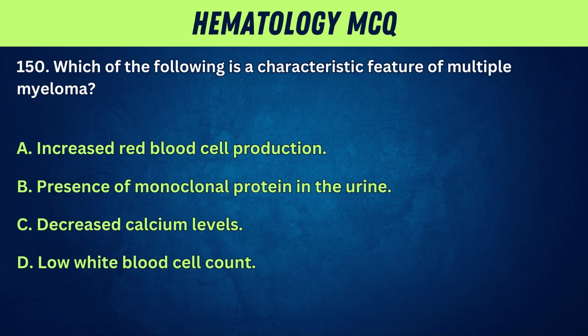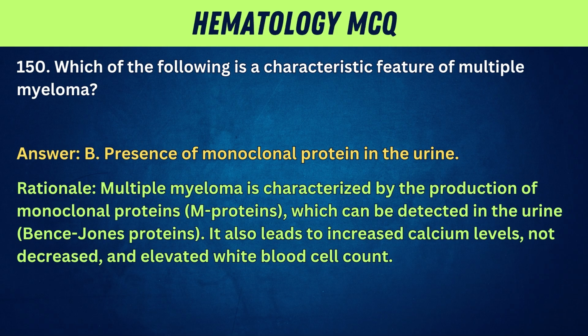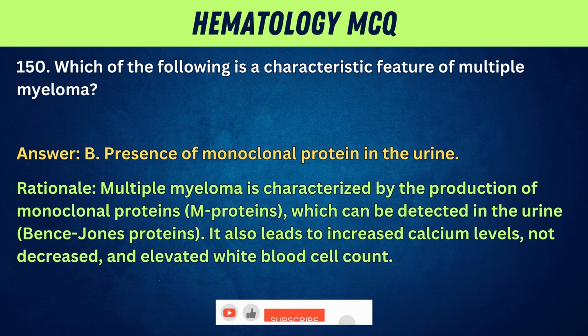150. Which of the following is a characteristic feature of multiple myeloma? A. Increased red blood cell production. B. Presence of monoclonal protein in the urine. C. Decreased calcium levels. D. Low white blood cell count. Answer: B. Presence of monoclonal protein in the urine. Rationale: Multiple myeloma is characterized by the production of monoclonal proteins, which can be detected in the urine, Bence-Jones proteins. It also leads to increased calcium levels, not decreased, and elevated white blood cell count.